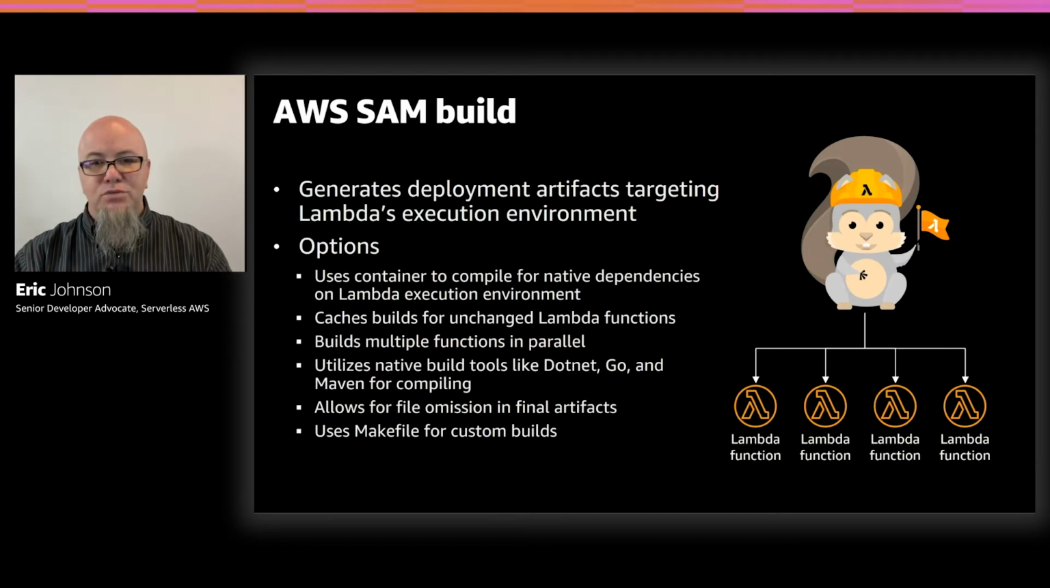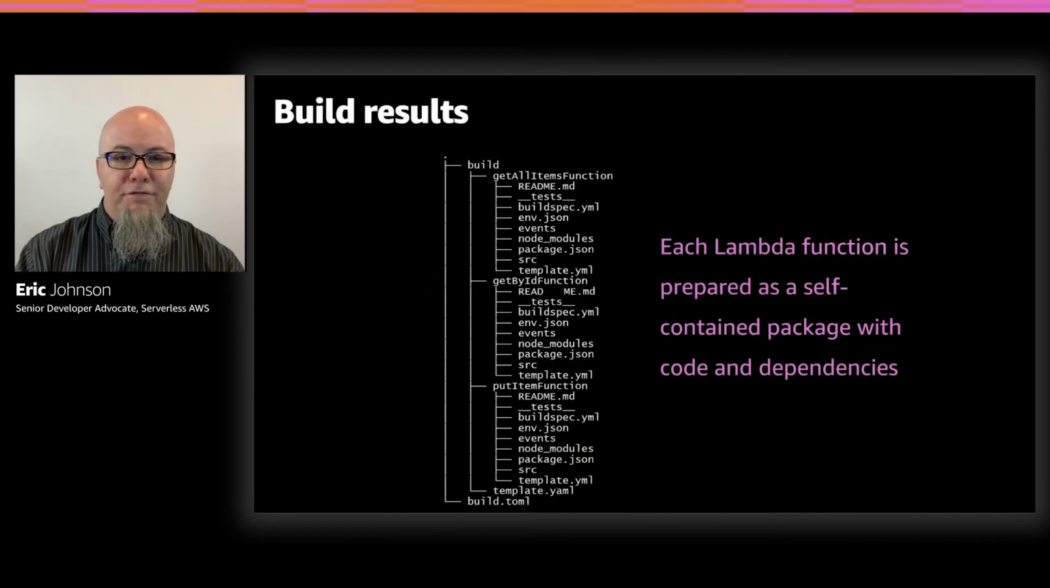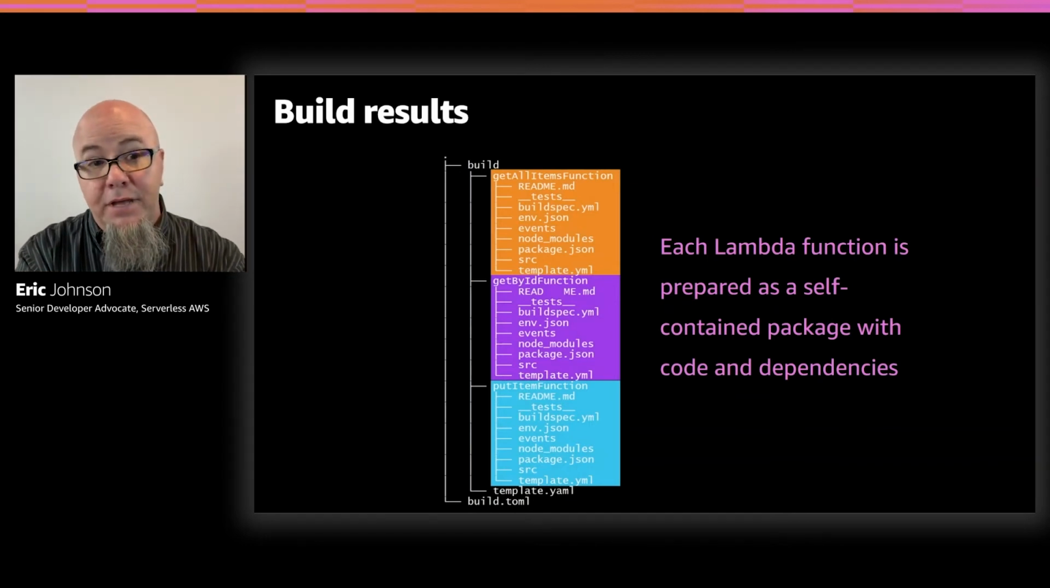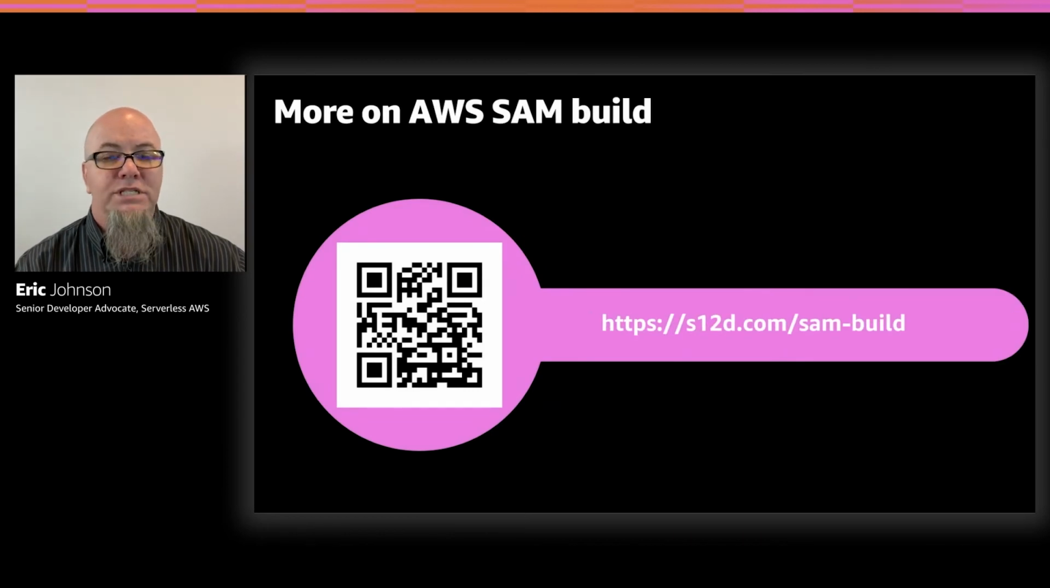So what happens is when you do SAM build, it creates a separate folder and isolates each of the functions into their own build. It will grab the dependencies based on the dependencies manifest, and it'll grab everything you need for that Lambda function to work, and then zip it up and push it out. Or if you're using the new container image support for Lambda functions, it will create a local container image, and then push it to an ECR repository when we do SAM deploy or SAM package a little later. For more about SAM build, you can check out s12d.com/sambuild.